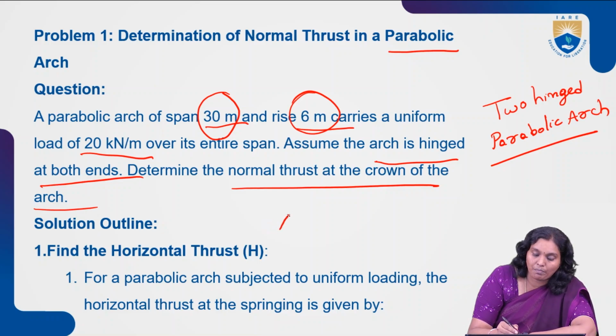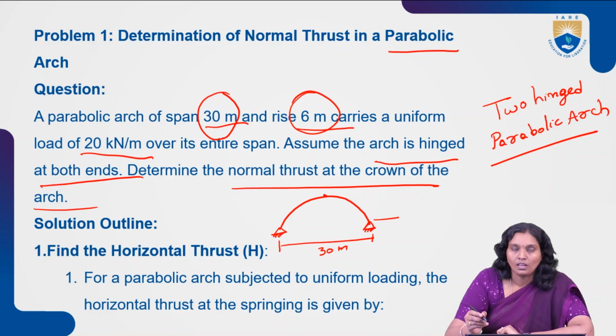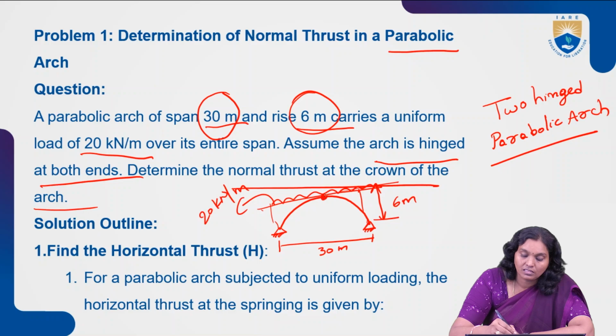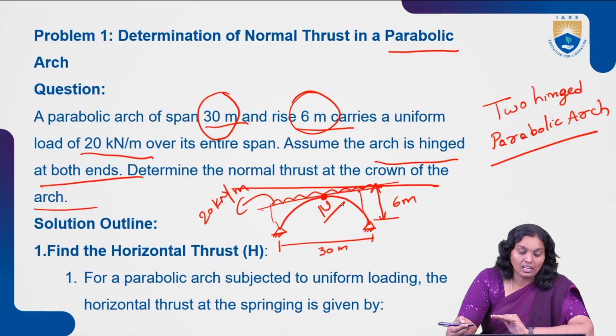So here we have the parabolic arch with two hinges, and the span between these two hinges is 30 meters. The highest point of the arch is the crown. From here to here is the 6 meters rise. And the uniformly distributed load over the whole span is 20 kilonewton per meter. So now at the crown point, find out the normal thrust. This is the given data.